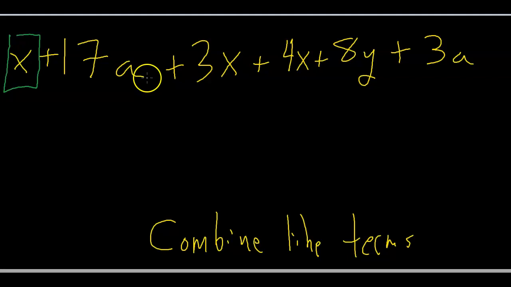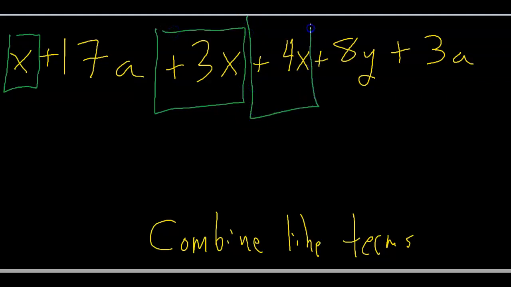Then we have plus 17a, not a like term. Then we have plus 3x, a like term. We have plus 4x, another like term. Then we have plus 8y, not a like term. Then we have plus 3a, not a like term. So there are all of our x's.